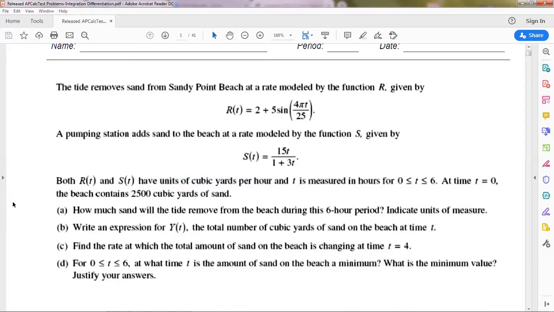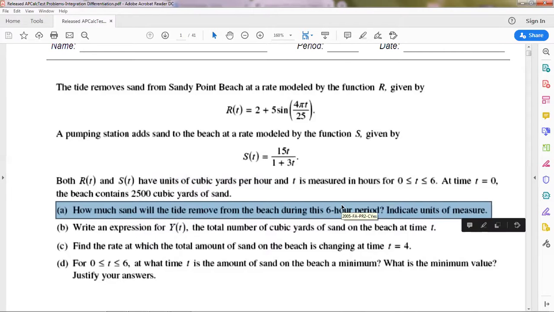Okay, first question is, how much sand will the tide remove from the beach during the 6-hour period? Indicate units of measure. Okay, so I'm going to write my first function. This is r of t equals 2 plus 5 sine, parentheses, 4 pi t over 25, and that's my function.